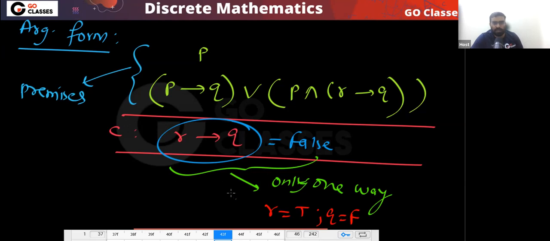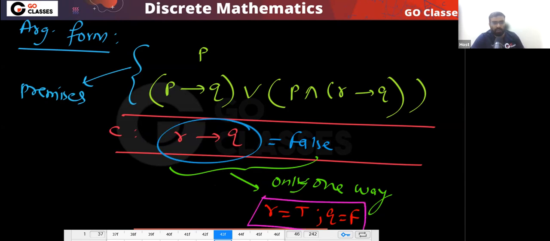Very good. Remember, this is your conclusion. Please understand. This is the conclusion. This is an implication statement, R implies Q. You are making it false. There is only one way to make it false. That is, R is true, Q is false. This is the only way to make it false.